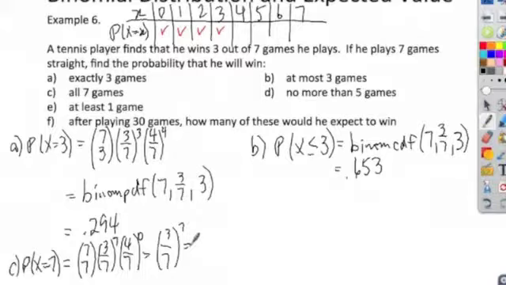Or again, you can use the binom PDF function on the calculator, but this is fairly easy. It becomes 0.00266.